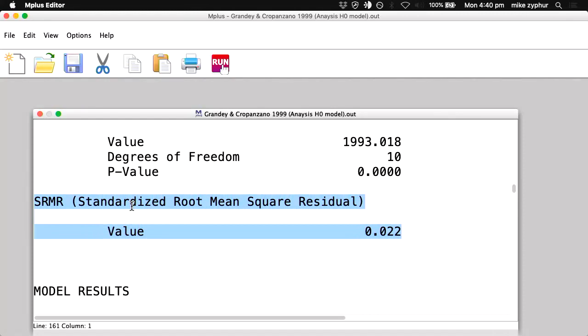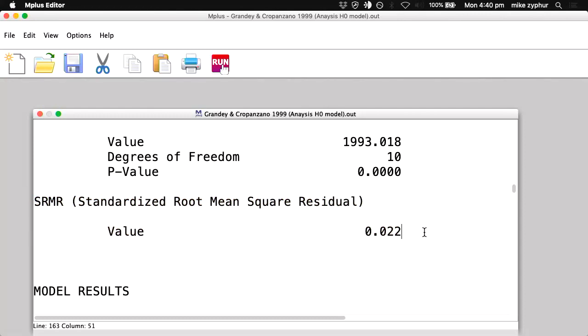So if your model isn't good, why are you interpreting the regression coefficients? Why are you interpreting the covariances that are estimated? You know what I mean? So this is what you do first before you move on to those other things.